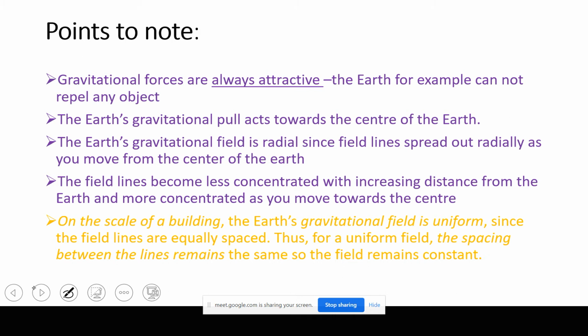So, we are also saying that the Earth's gravitational pull acts towards the center. We have already established this. And the Earth's gravitational field is radial. I'm saying it is radial since all the field lines spread out radially as you move from the center of the Earth.